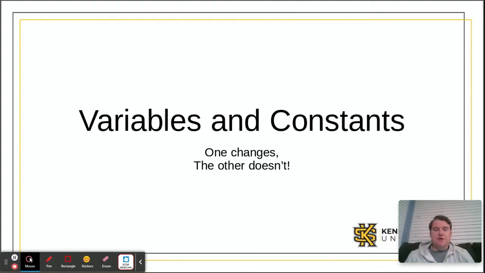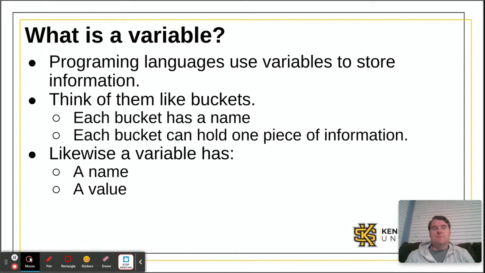In today's lecture, we're going to talk about variables and constants. One of these changes, one of them stays the same. So let's start off and talk about what a variable is. When you're writing computer code, you will sometimes need to store information in the program. And so a variable is used to hold a piece of information.